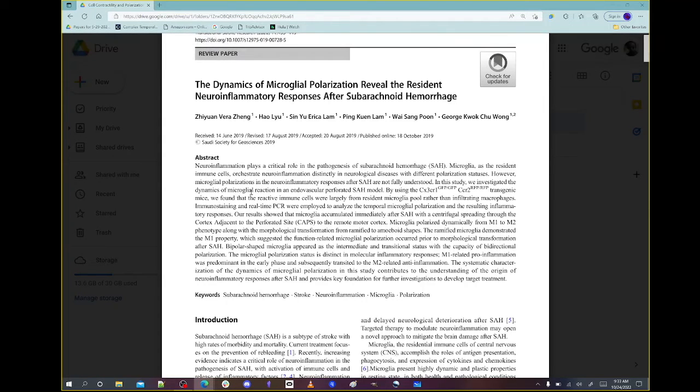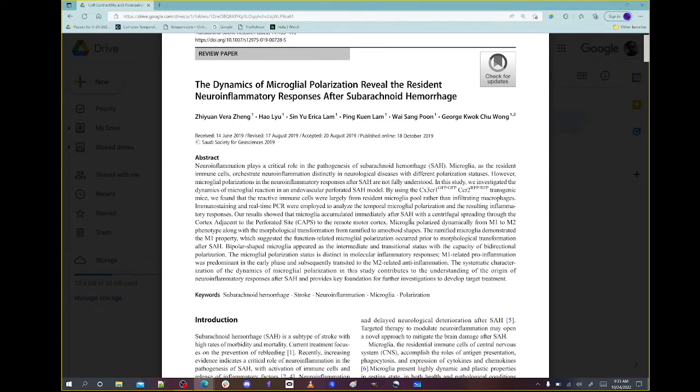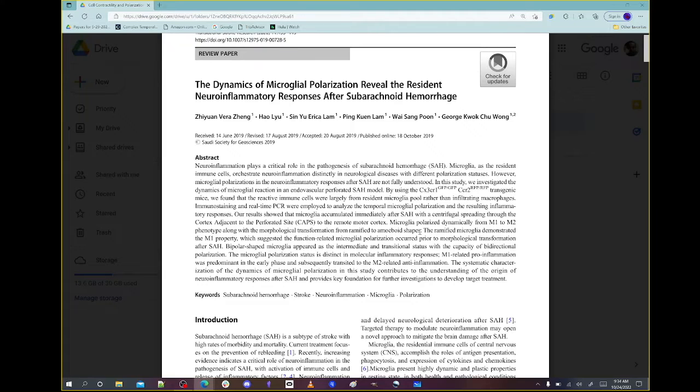So they use this model here. We found that reactive immune cells were largely resident microglia pool rather than infiltrating macrophages. So this kind of goes through this model. Microglia polarized dynamically from M1 to M2 phenotype, along with the morphological transformation from ramified to amoeboid shapes. So this is, I think, what she was talking about with the amoeboid stuff. So they have these two different phenotypes, and I think they're related to just their basic shape. So they're transforming their shape. Yeah, so this was with microglia, and then there was the ones with blood.